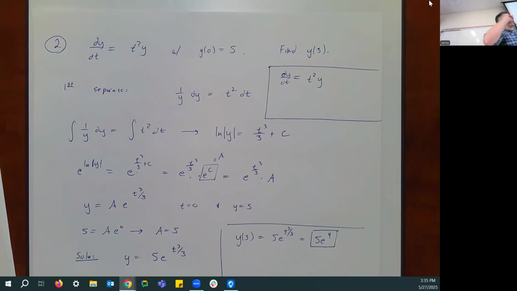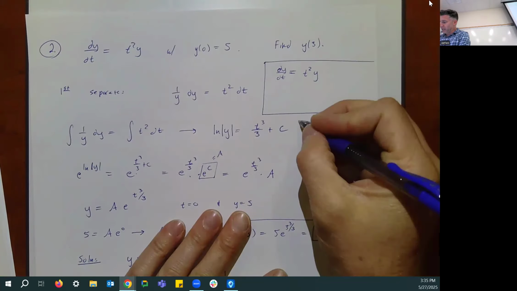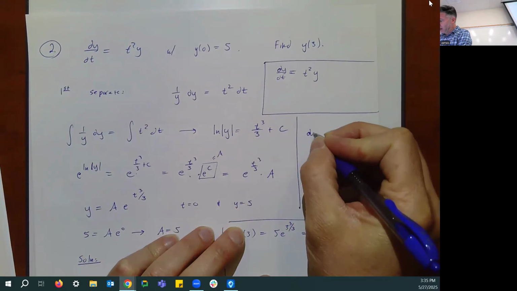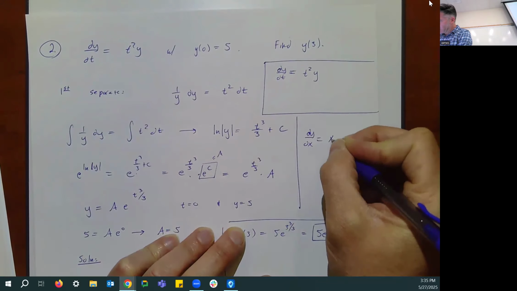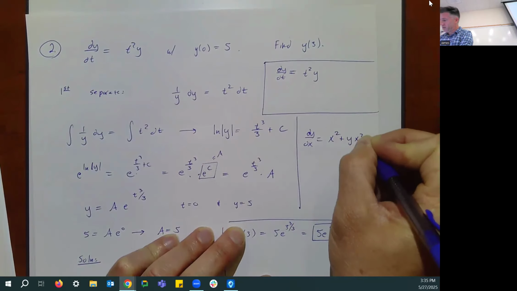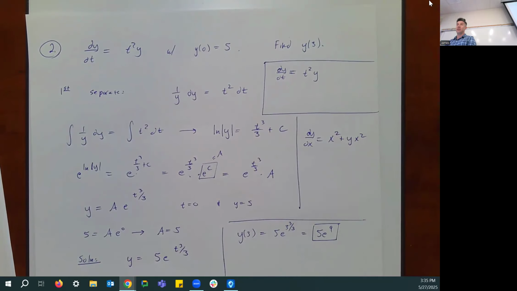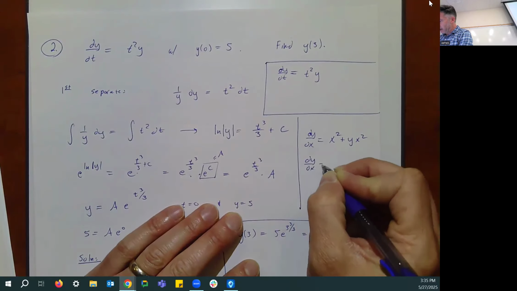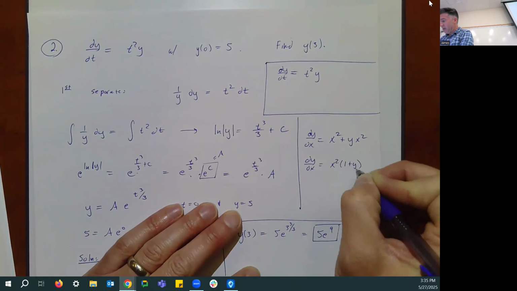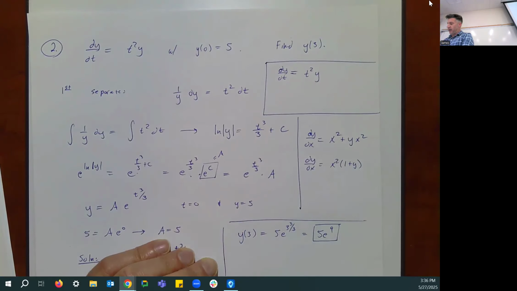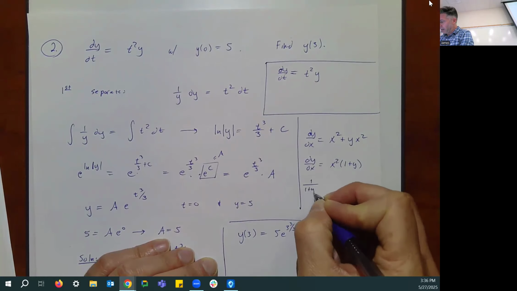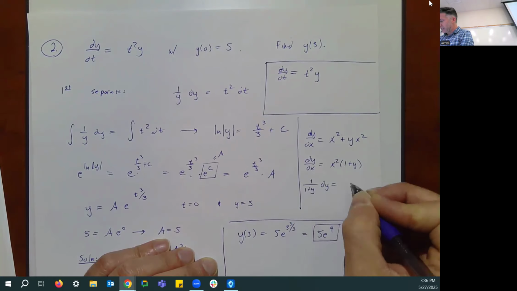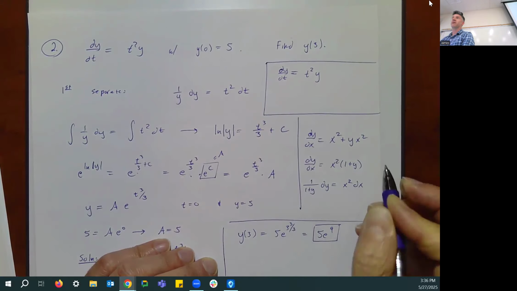So if you have weird stuff on the right-hand side, you might need to factor something out. For example, if I gave you this differential equation, dy/dx equals x squared plus y times x squared, the only way you can separate variables here is first by factoring out an x squared and saying, okay, dy/dx is equal to x squared times (1 plus y). Then you can divide both sides by 1 plus y and get 1 over (1 plus y), and multiply both sides by dx to get x squared times dx.